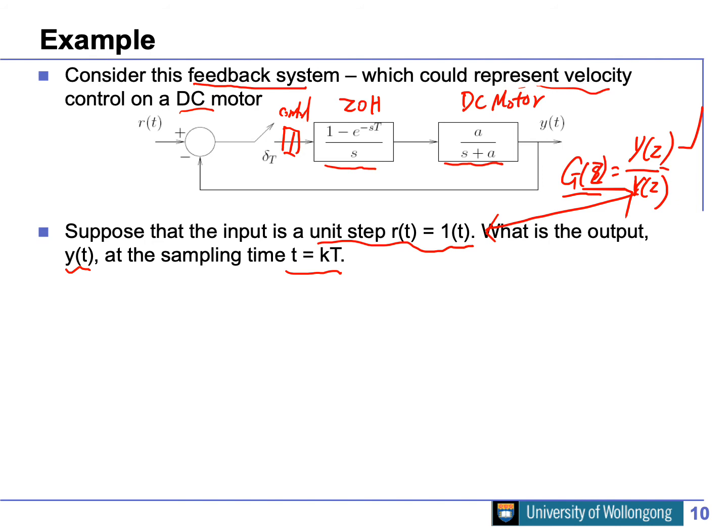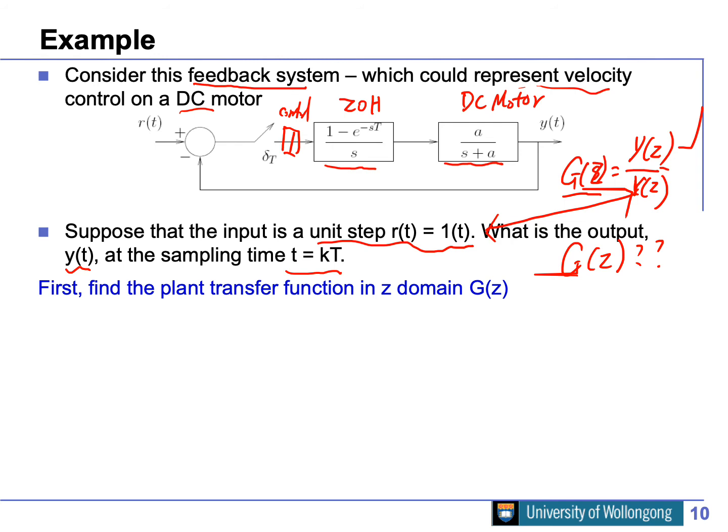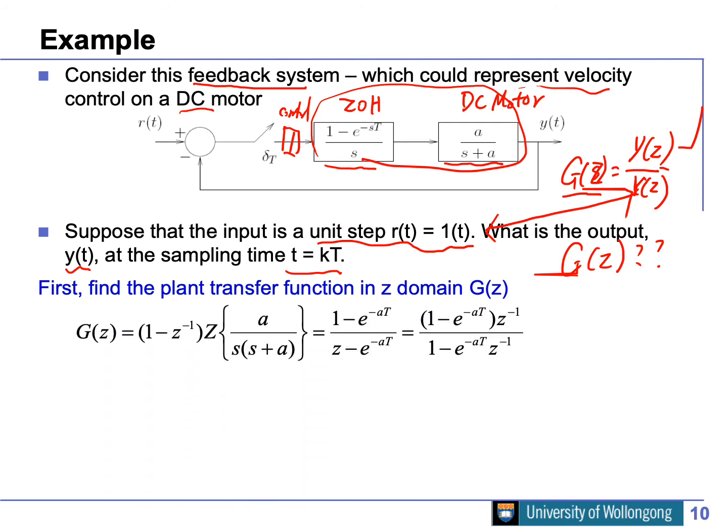Then the question is, what is this G(z)? What is the transfer function? If we find it, the problem is solved. So we can see G(z) is basically these two boxes. That's the open loop. Open loop is just these two. Then you get a feedback. Let's do the open loop transfer function G(z). This is just the zero order hold over the G(s), which is a over s plus a. That's straightforward.